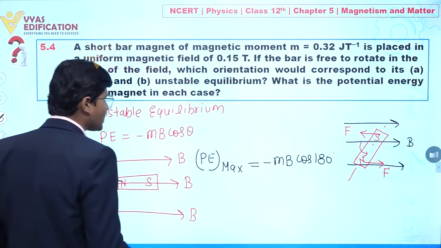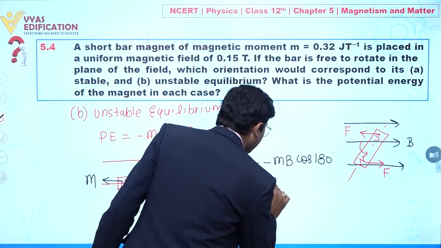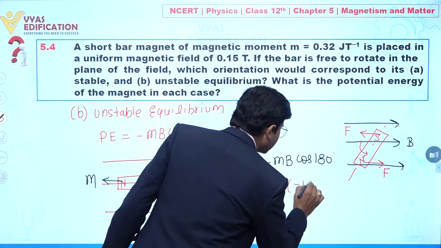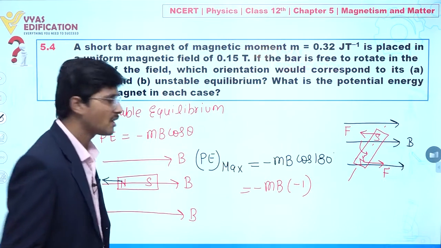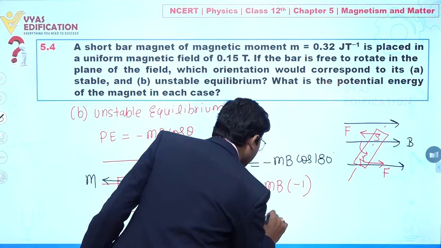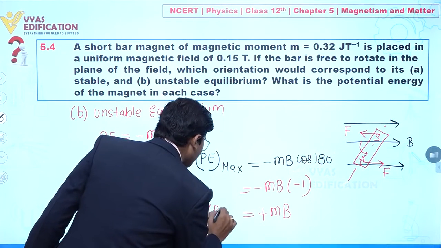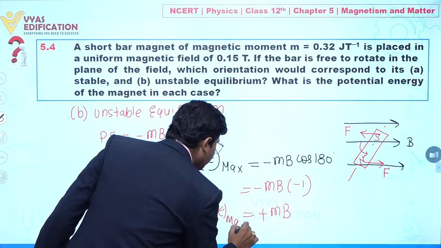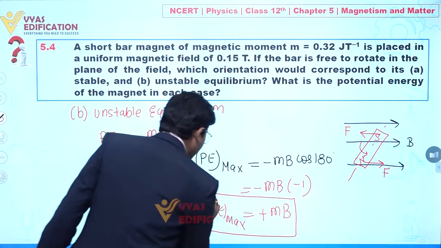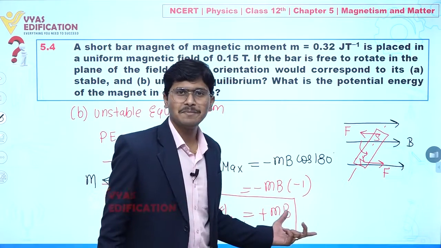So from here we can write this is given by minus mB, and we can say this is minus 1, clear. So from here we can write this is equal to plus mB, clear. So I can say the maximum potential energy is given by plus mB, clear.